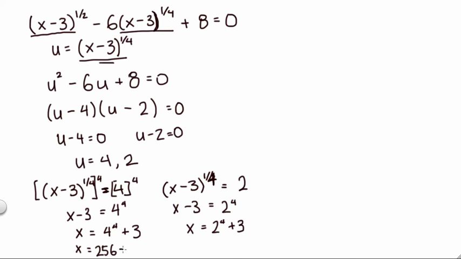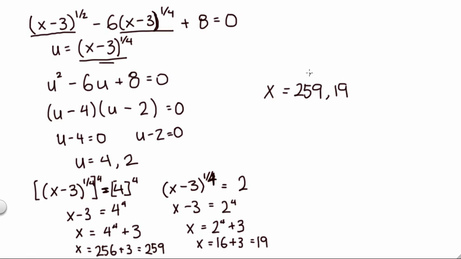So we get x equals 256 plus 3, or in other words, we get 259. And then on here, we get 2 to the 4th, so that's 4 times 4, which is 16, plus 3, so we get 19. So overall, our two solutions that you need to check are 259 and 19.